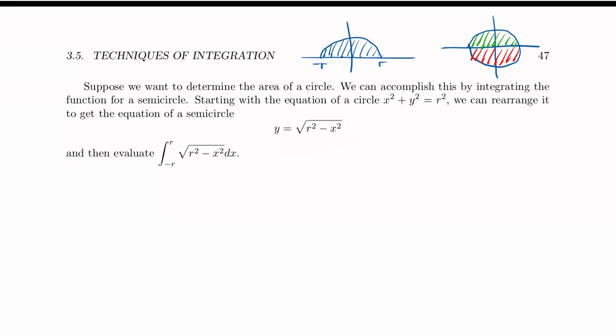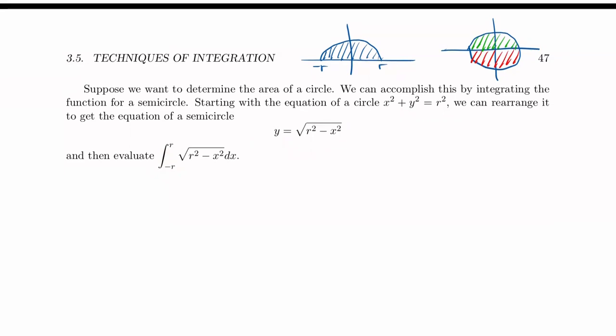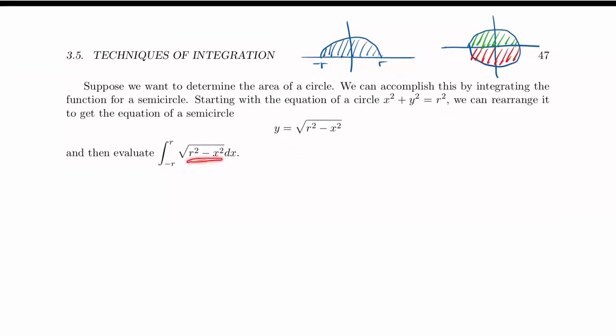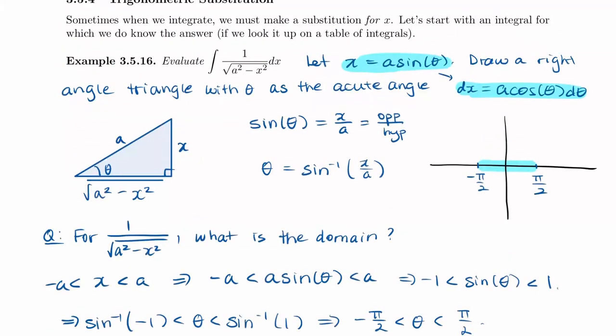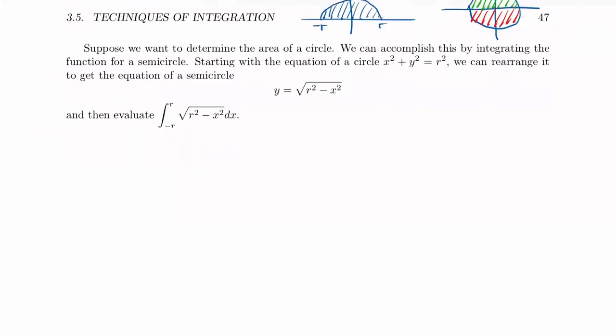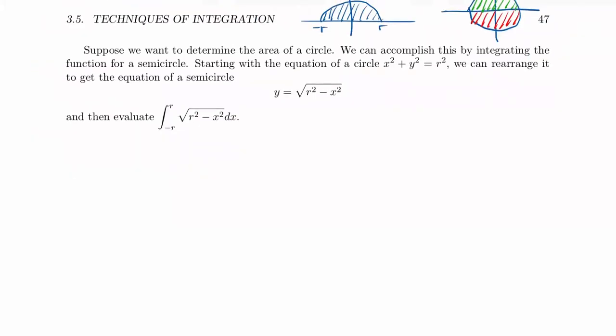And then we can take this integral and evaluate it from negative r to r, because that's the lower bound and upper bound for the x ranges. Okay, so let's start by thinking about the substitution here. This looks like a similar one to the one that we had a look at in the previous example, where we had a squared minus x squared, but instead here we have r squared minus x squared. So we're going to make the same substitution.